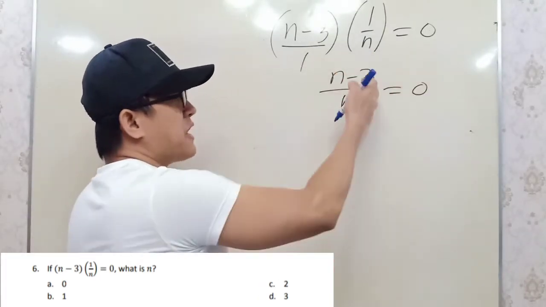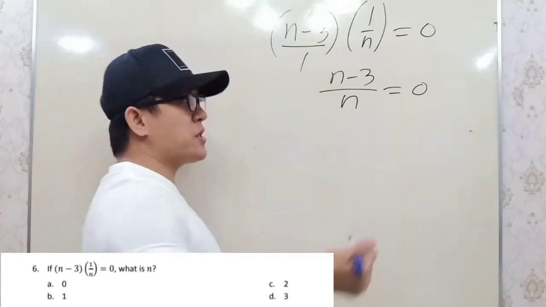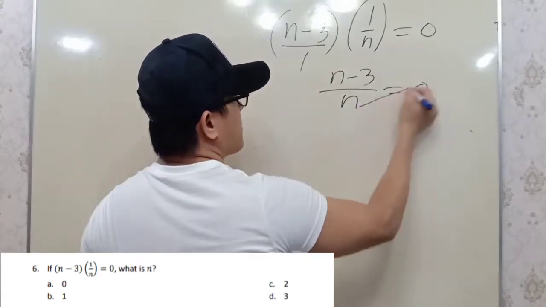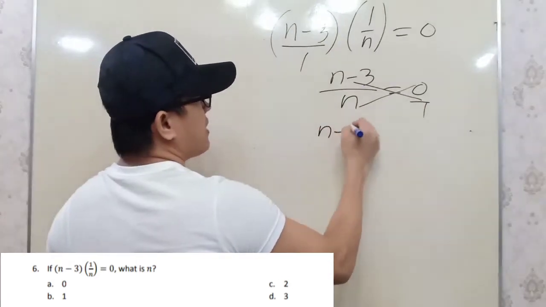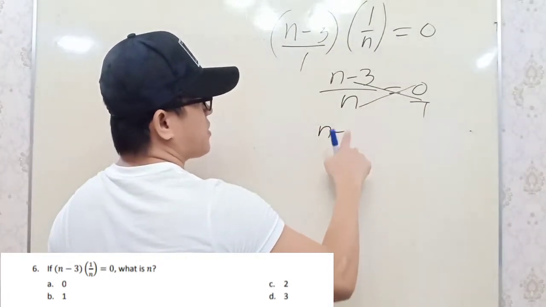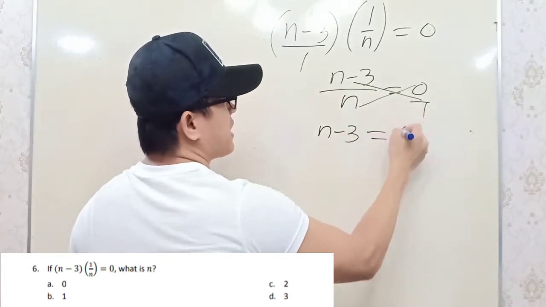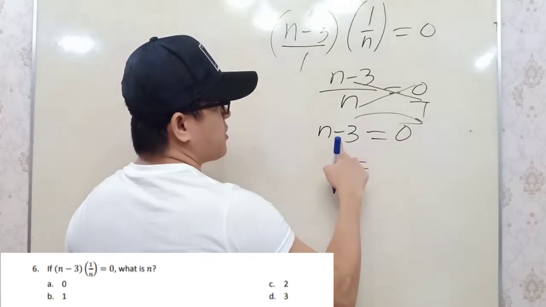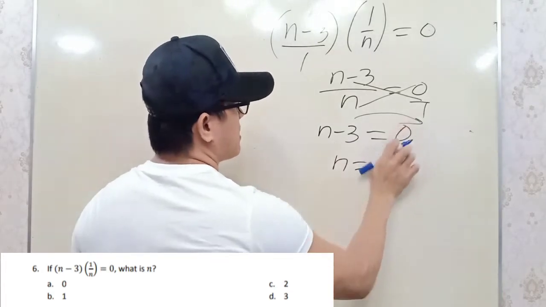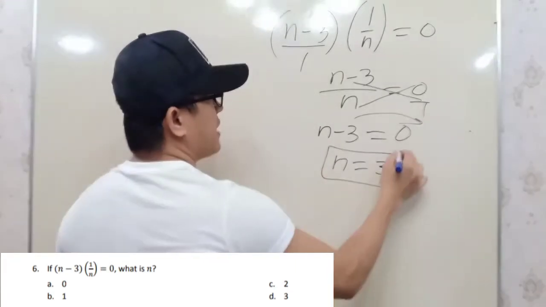Now, may fraction sa the other side sa equation. Cross-multiply nyo lang. Okay? So, cross-multiply nyo yun dyan. This is understood one here actually. So, n minus 3 times 1, that's n minus 3. I'm sorry. And then n times 0, that is 0. Okay? So, then transpose natin yan the other side. N is equal to, this one becomes positive 3 or just 3. Okay? There you go. N is equal to 3.